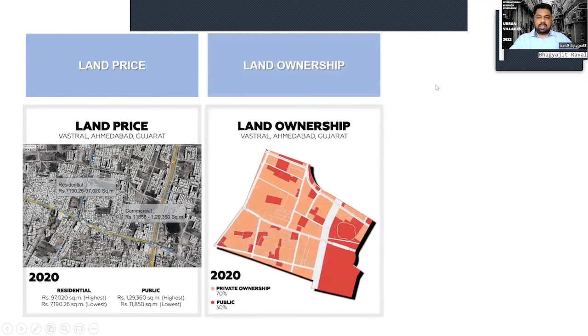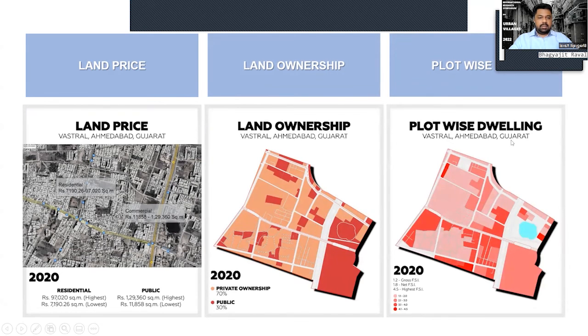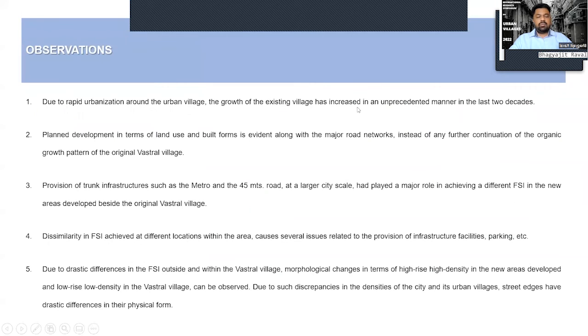We see the land ownership ratio. In 2020, private ownership is 70%, whereas public ownership is 30%. And plot-wise FSI is now varying from 1.2 to 4.5. There is transformation. Now these are some of the observations.